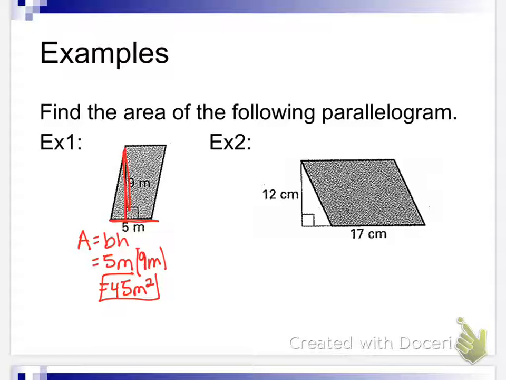Over here, we have a base that is 17 centimeters, and we have a height of 12 centimeters. So to find our area, we have 17 centimeters times 12 centimeters. Again, feel free to use your calculators or your cell phones, whatever we're using as calculators here.